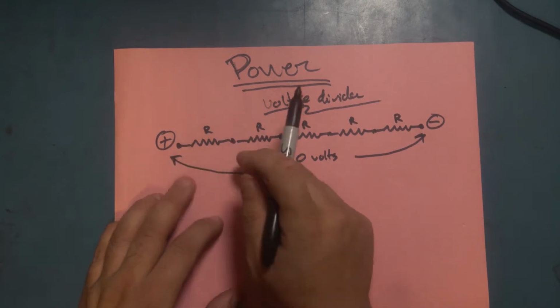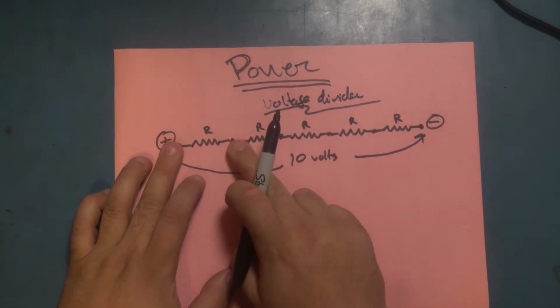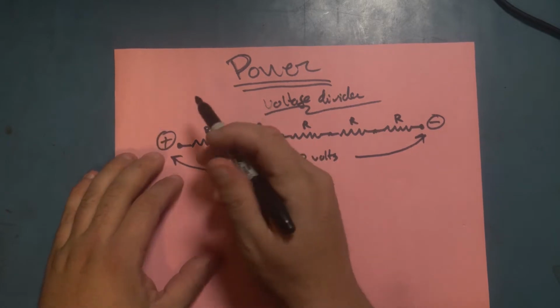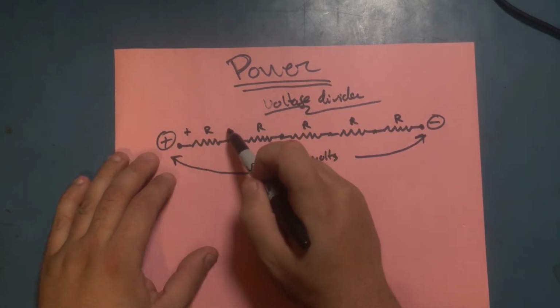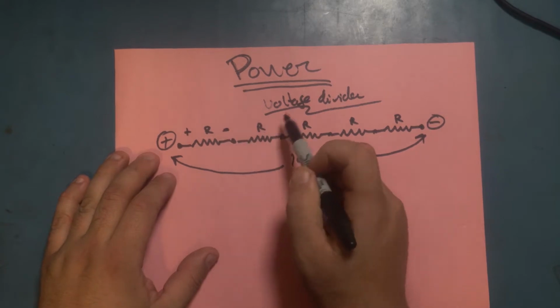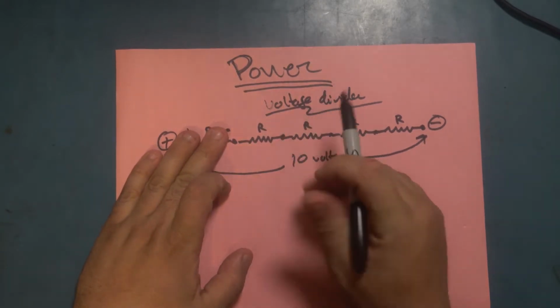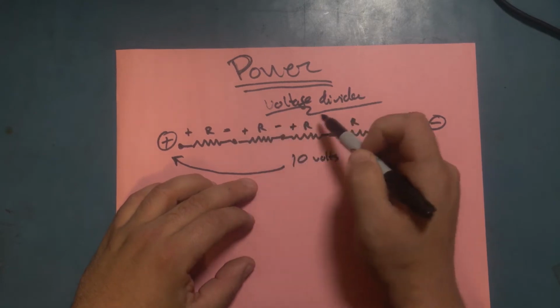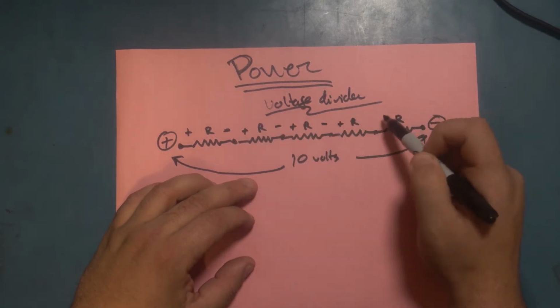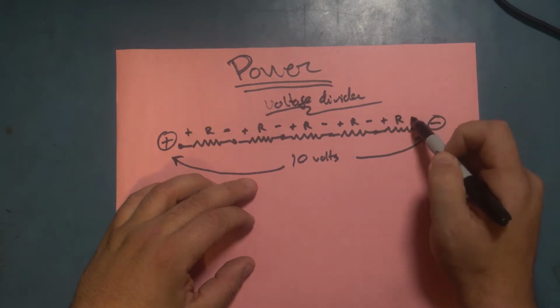We know that for each of those, if we look at just this first resistor in isolation, this side is going to be more positive because it's on the positive side, and this side is going to be more negative. If we look at just that second resistor, same thing, this is going to be the positive side, negative, positive, negative, positive, negative, positive, negative.